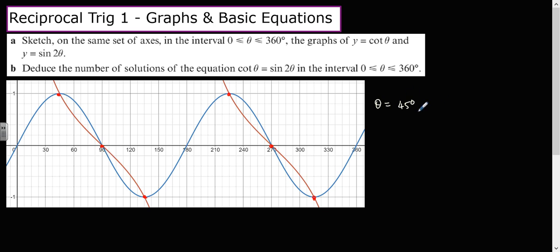The next solution is at theta is 90 degrees. The next solution over here is at theta is 135 degrees. The next solution up here at 225 degrees. The second to last solution over here at 270 degrees. And then the final solution over here at 315 degrees.